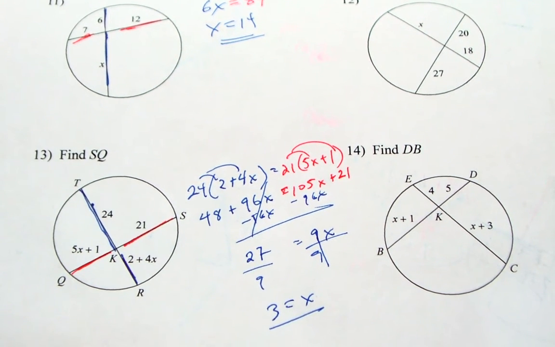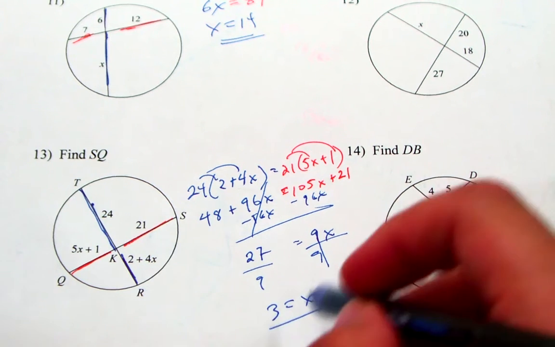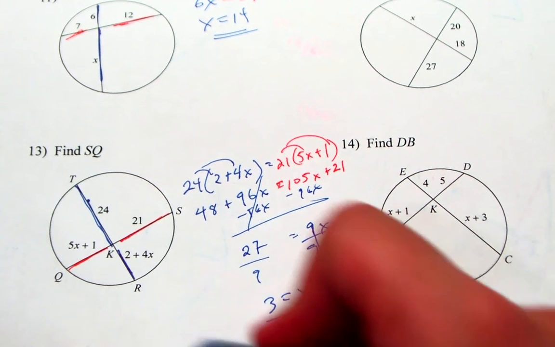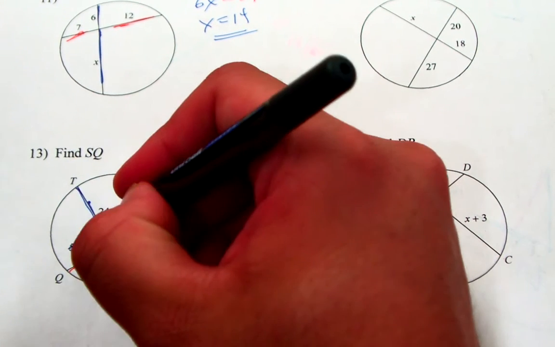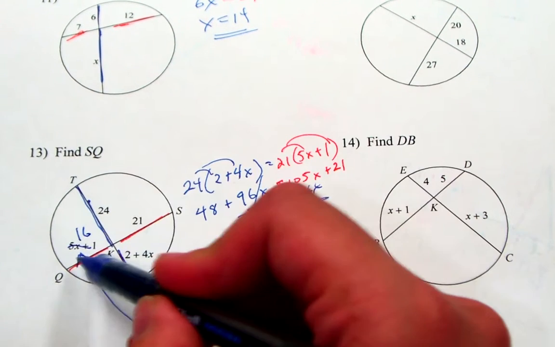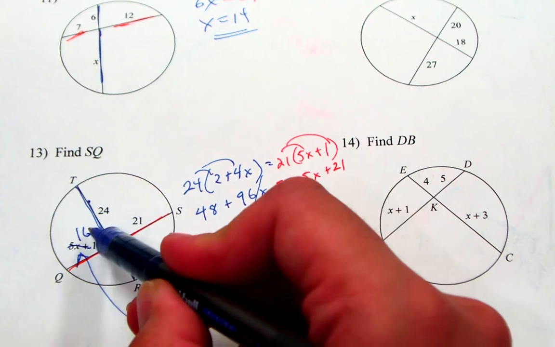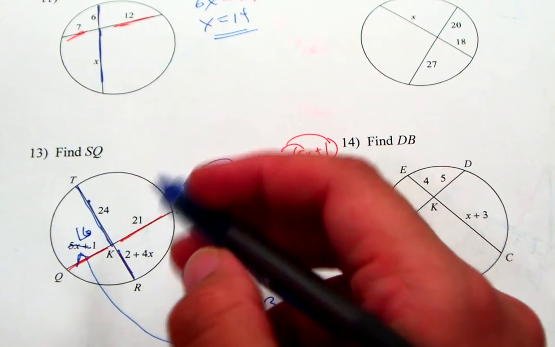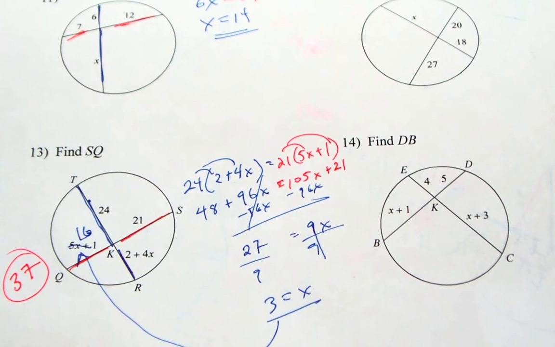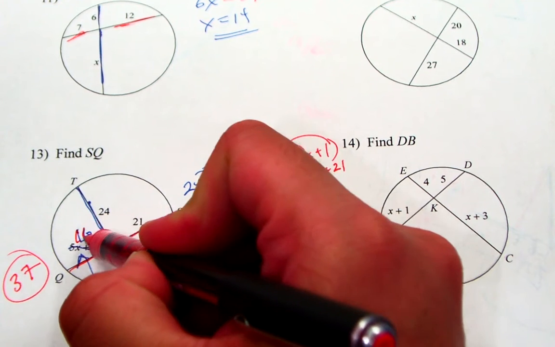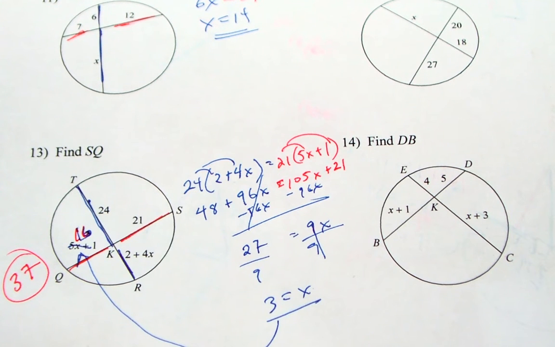Well, that's part of the way. We still got to plug in x to find the length of SQ. So we simply take this value and plug it in. 3 5s will give me 15, plus 1 is 16. So to find SQ, simply add 16 and 21, and what you'll get is 37. I believe 20 and 10 will give me 31, plus 6 is 37. So there you go. So quite a bit there, but just algebra practice, and you should be okay.